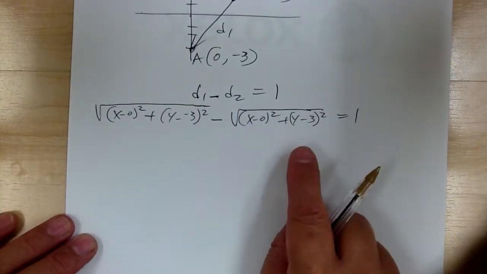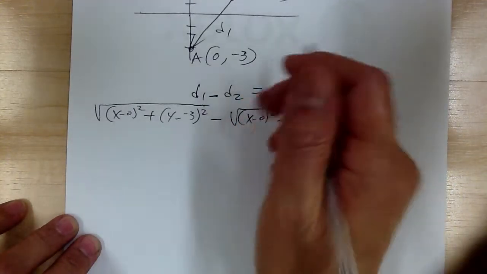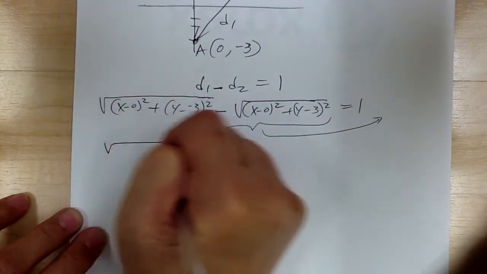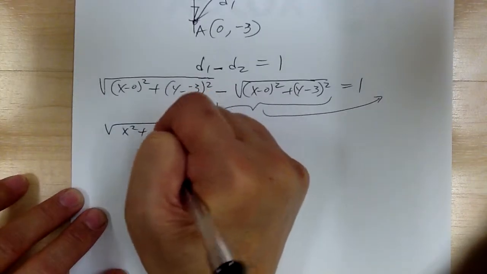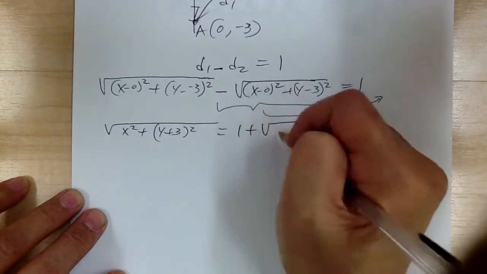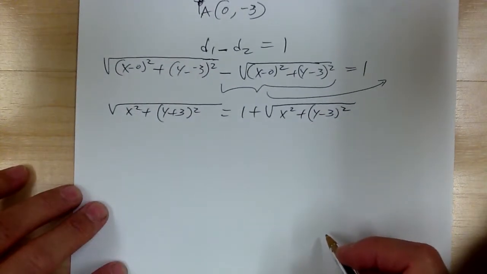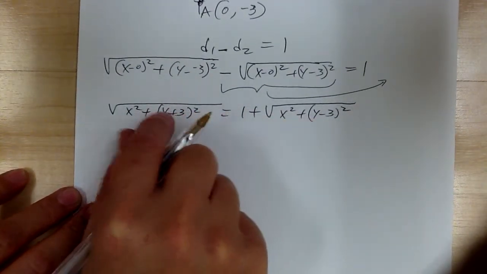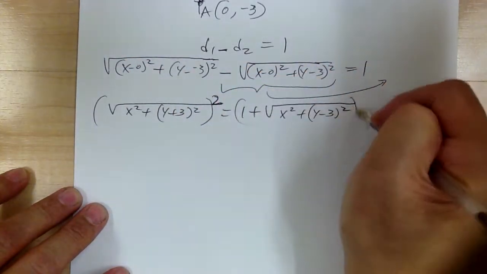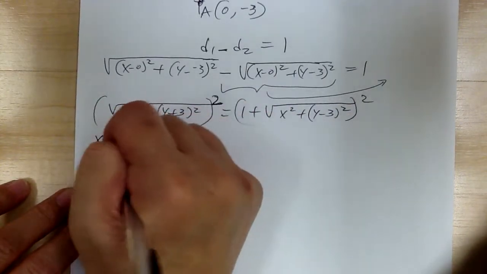So when you have a square root equation, a radical equation, you have to isolate one square root and you have to undo that each time. Right? Undo one square root at a time. So I'm going to move this to this side. So I get square root of x squared plus (y plus 3) squared equal to 1 plus square root of x squared plus (y minus 3) squared. Next step is I'm going to square both sides to undo this square root. So square and square root cancel out, so I get x squared, and I'm going to multiply this out.